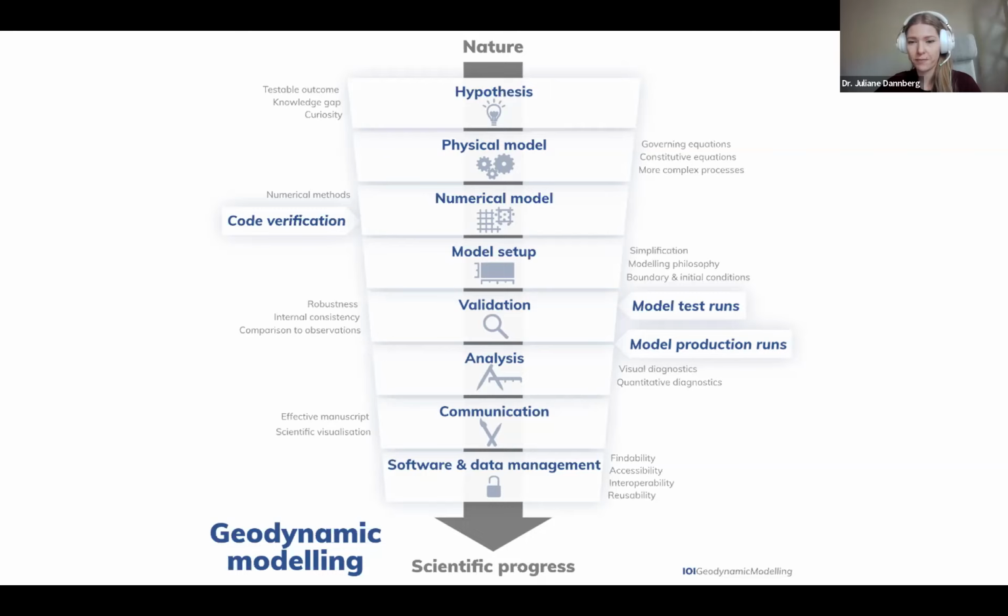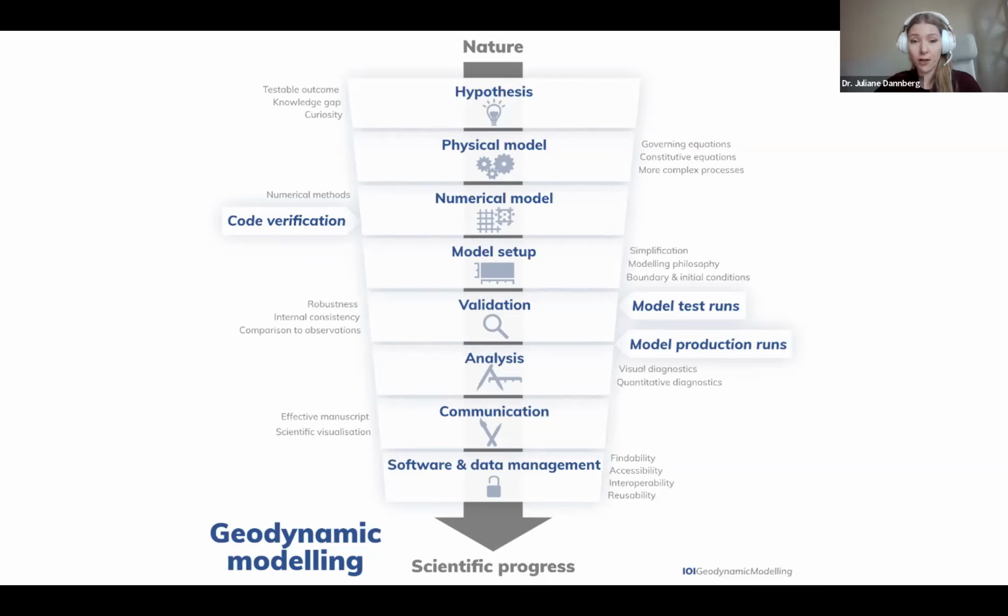Earth should behave. And so once we've made sure that works, the next step would be to run the production runs and to analyze them. And that would hopefully help us to answer the question we were asking at the start and to either support or disprove the hypothesis. And then we can communicate the model results and hopefully make some scientific progress.